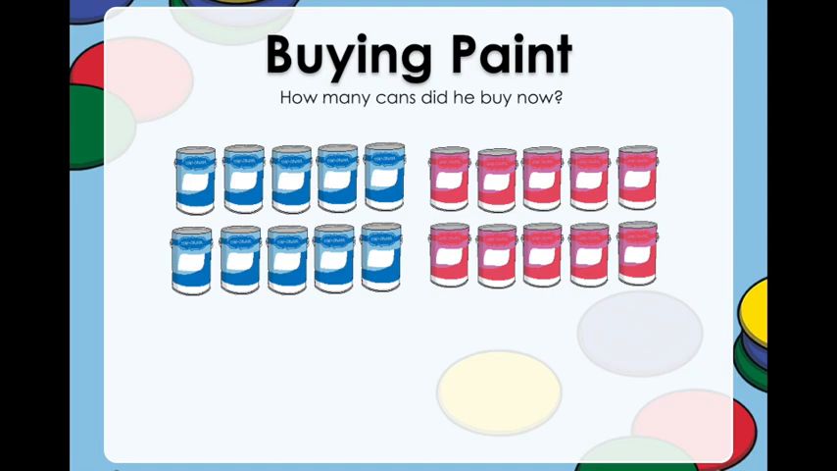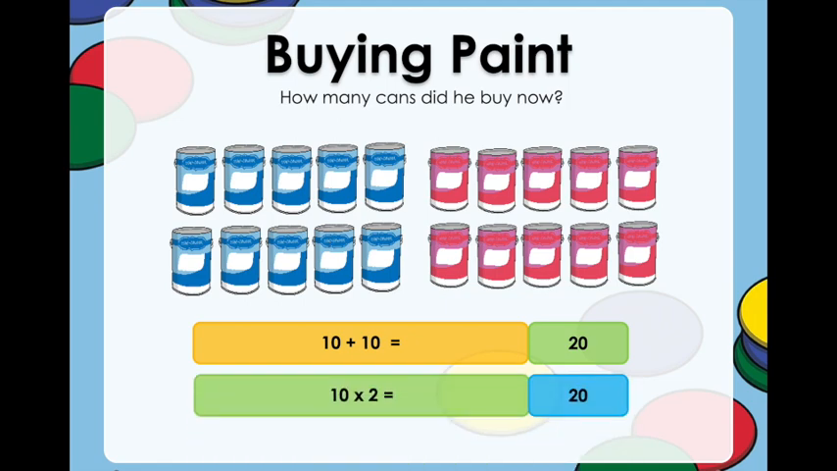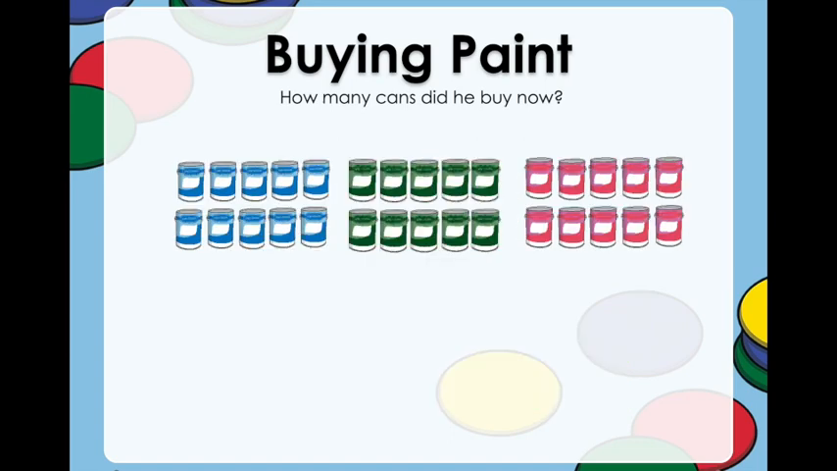So let us look at the two pictures. How many of each color? So we can see 1, 2, 3, 4, 5, 6, 7, 8, 9, 10. And we have the same number here. 1, 2, 3, 4, 5, 6, 7, 8, 9, 10. So we can say 10 plus 10 as repeated addition, which is equal to 20. To make it easier, we can say 10 times 2, which is also equal to 20.